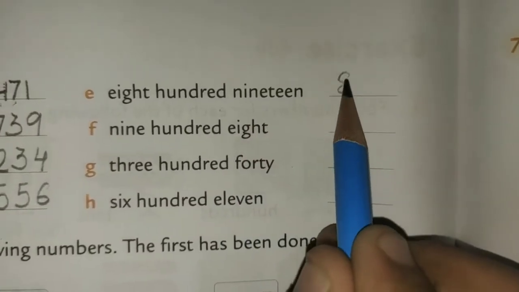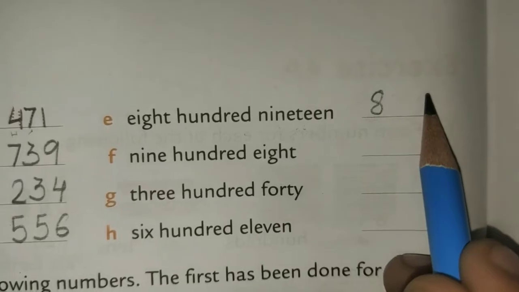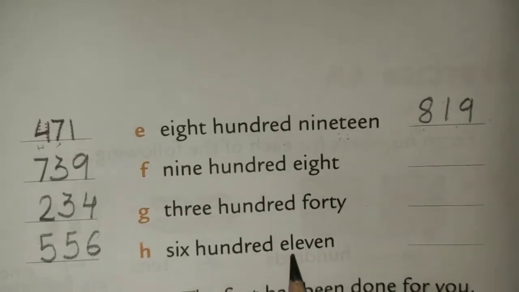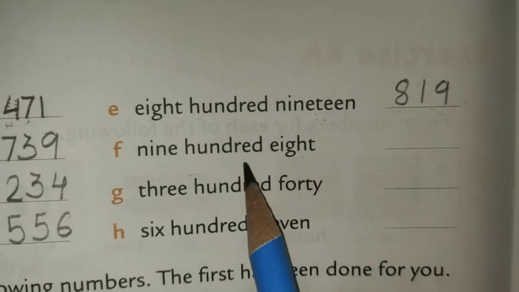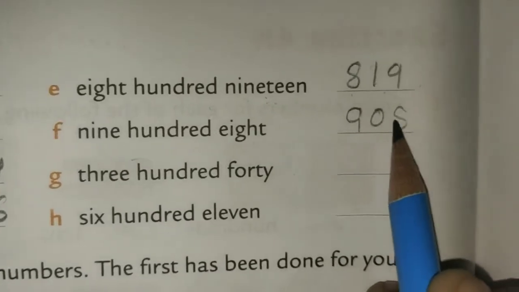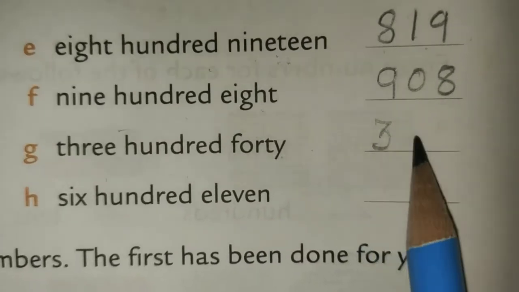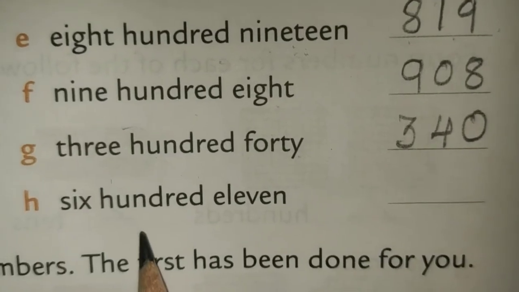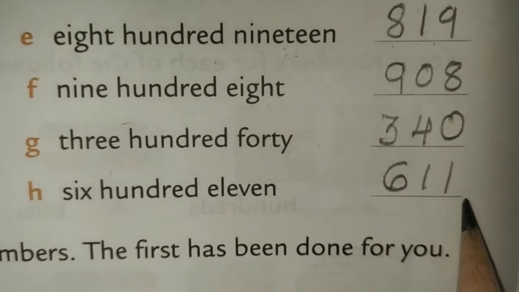819. Sometimes you make a mistake. 19 you might write as 90, or 19 as 1919. So 819. Then 908. Here also you make a mistake. You directly write 98. 908 means 908. Then 340. So 340. And the last one, 611. So 611. This way you have to write it.